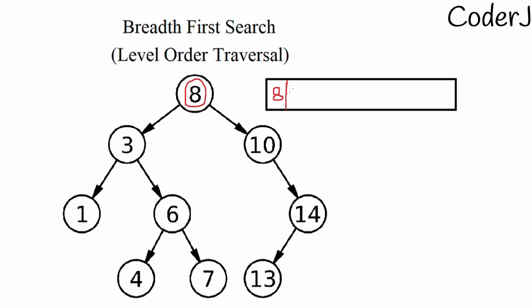Great. After that I'll use a loop with certain conditions, but let's not go into the details now, because we'll see that in the coding part itself. Initially I'll say, okay, print 8. This red circle means that I've already printed it. So I'll print 8. Done. After that I'll check, does it have a left child?